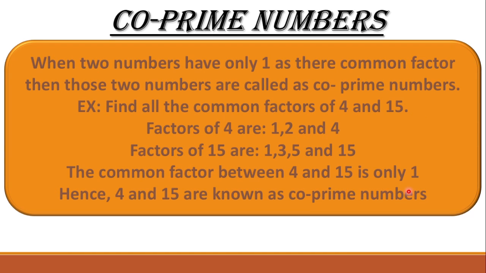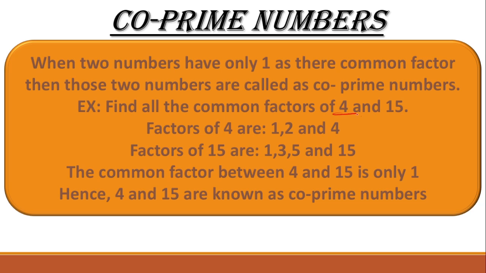Now we have coprime numbers. When two numbers have only one as their common factor, then those two numbers are called coprime numbers. If we find factors and the common factor is only one, then the two numbers are coprime numbers.